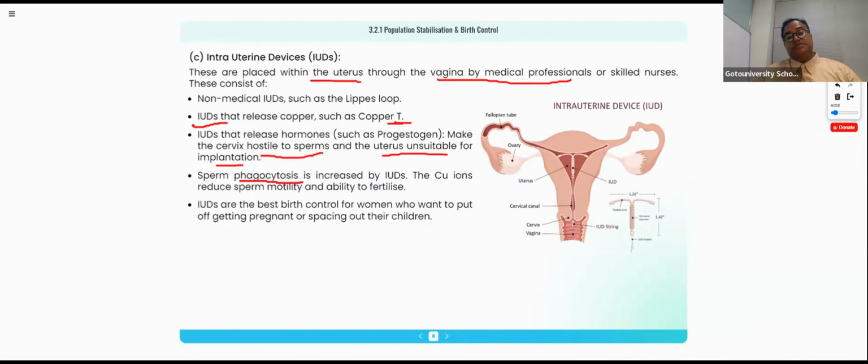Phagocytosis means the sperms are completely engulfed by microorganisms. So sperm phagocytosis is increased by the intrauterine device. The copper ion reduces sperm motility and the ability to fertilize. That we already told you.